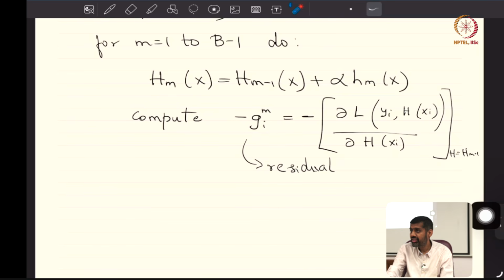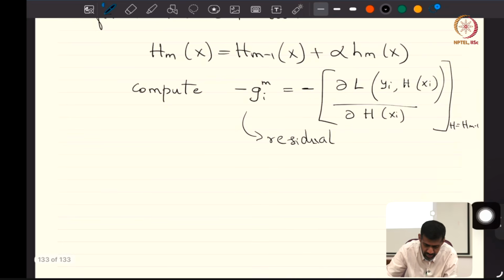It will be y minus h(x), which is actually the residual. It is the difference between the true label and the output. That is why the name residual: the negative of the gradient is the residual. If you take the cross entropy, just see what happens, and so on. You compute this, and this can be computed because we have hm minus 1 and we also know what the loss function is, so it can be evaluated. Compute this, and then what should we do next?